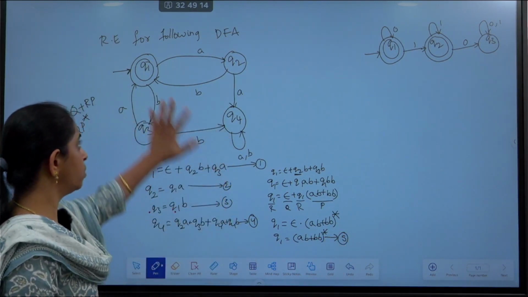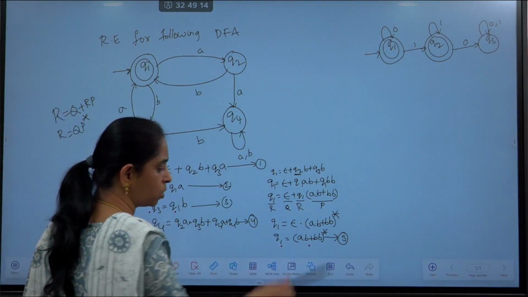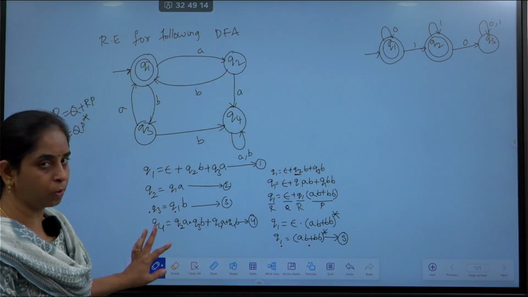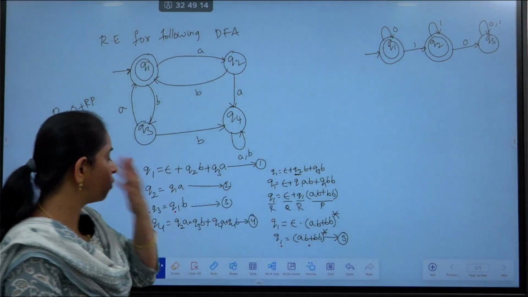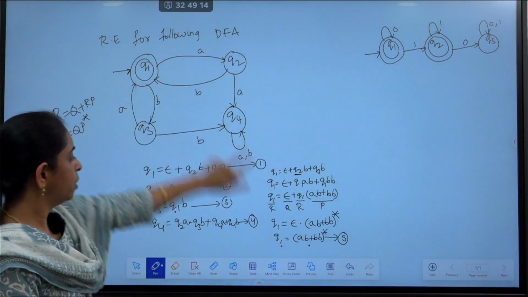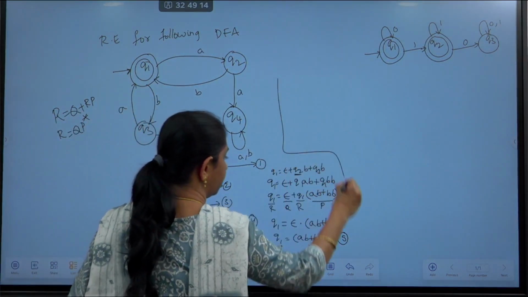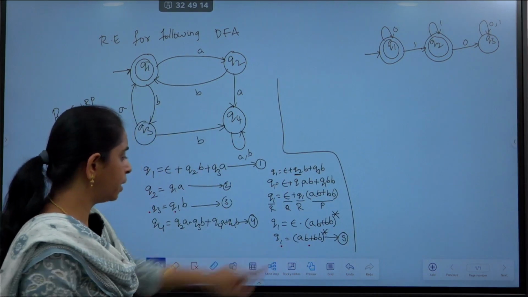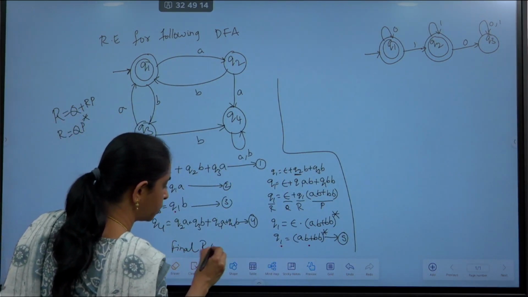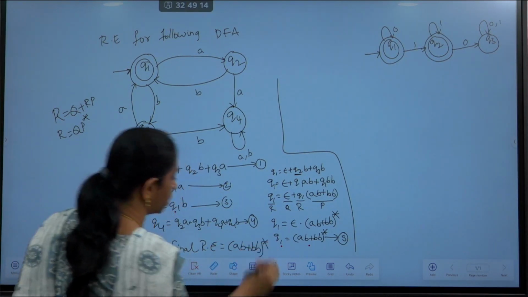When you observe the given DFA, Q1 is the final state. So for the final state we have reached the regular expression, and we need not do anything for equations 2, 3 and 4. We can stop at equation 1 itself because Q1 is the final state. I reached the regular expression for the final state, so you can stop the process here. So the final regular expression is AB plus BB whole star.